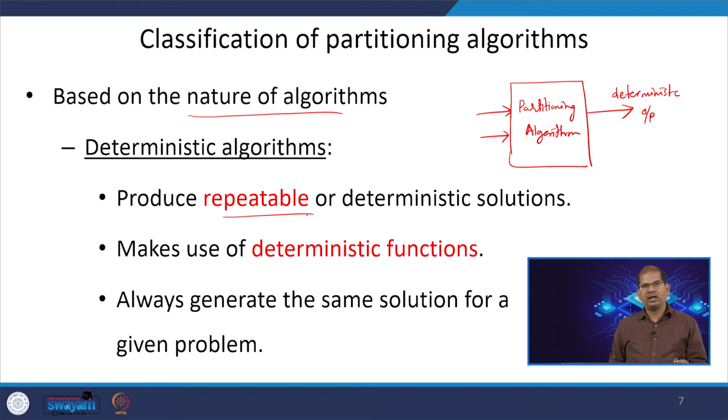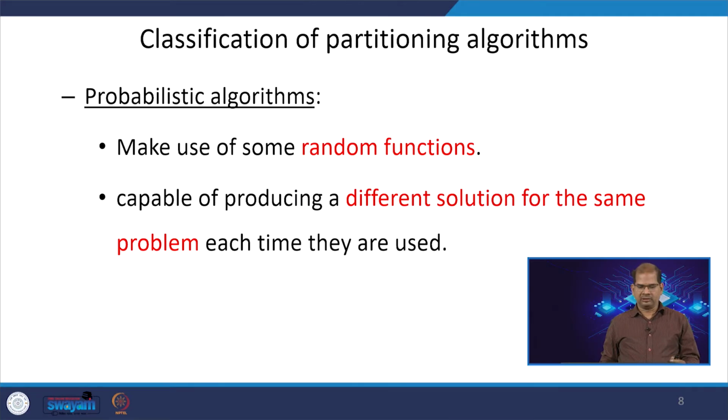Why? Because we are using some kind of deterministic function here, which, if you give the inputs, will evaluate the same value all the time, and it generates the same solution for a given problem. So, here there is no randomness, all are deterministic.